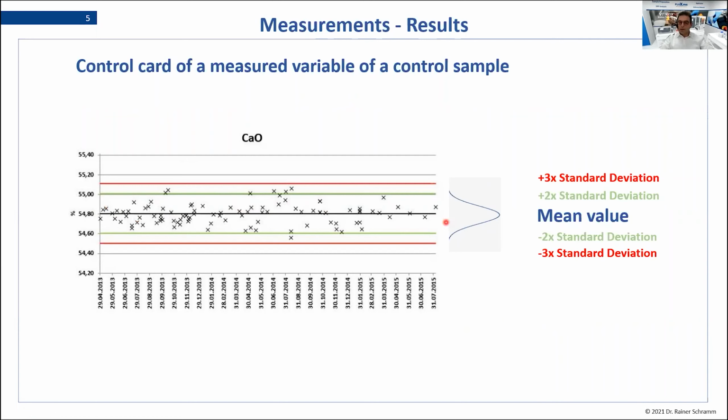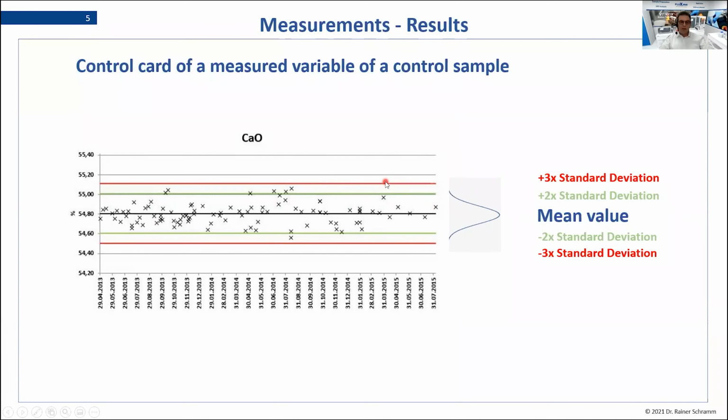The mean value is here as the main line in the middle, and you will have this noise of your values. Then the first thing you can do is calculate your standard deviation, and normally 2 times the standard deviation are the green lines. That means this is the warning level. So all values within that range just tell you that the method is okay and working fine.